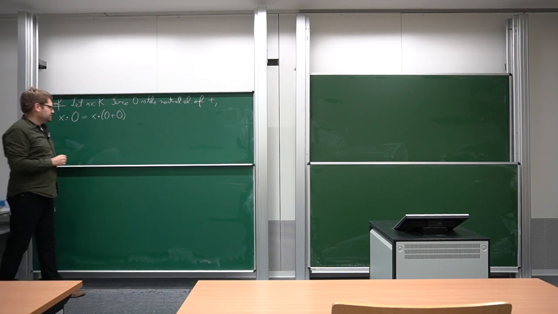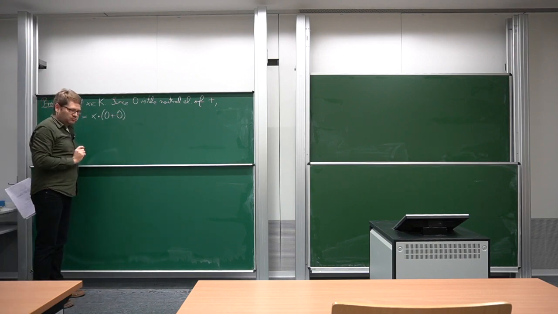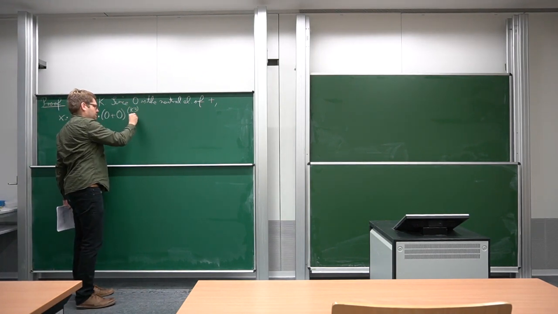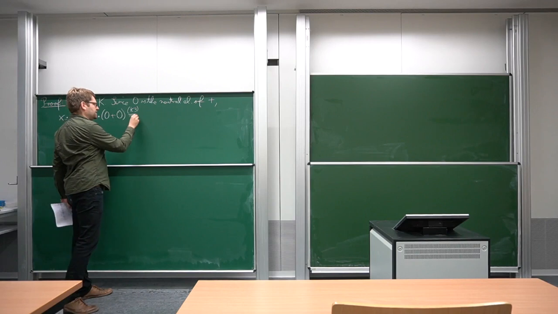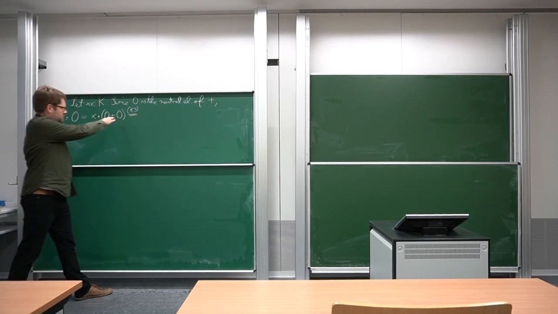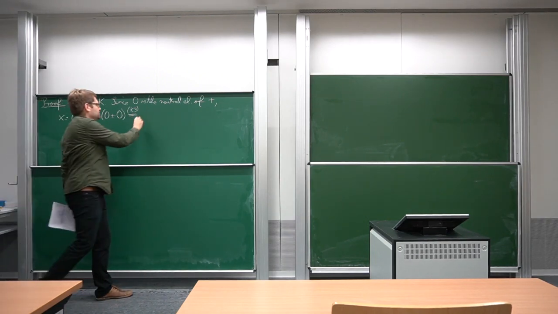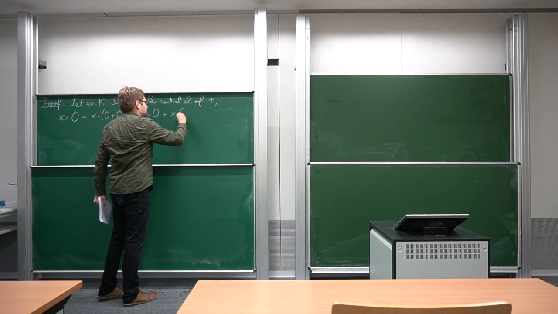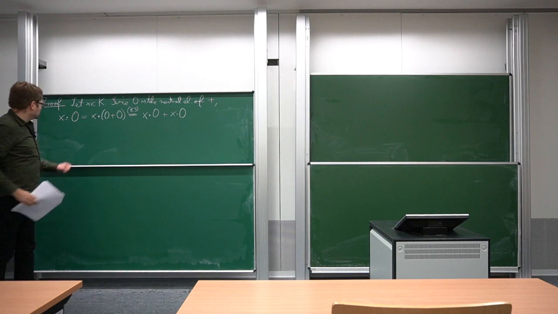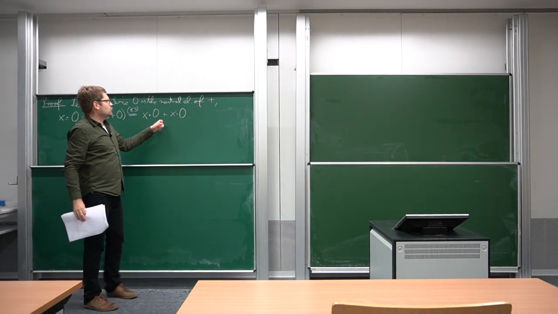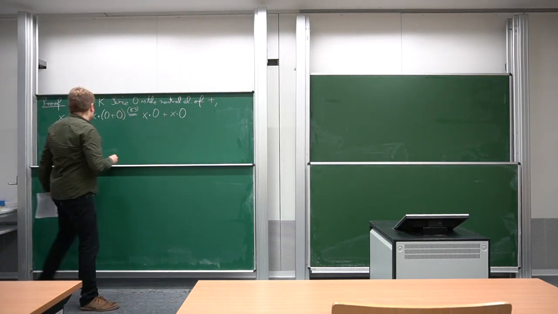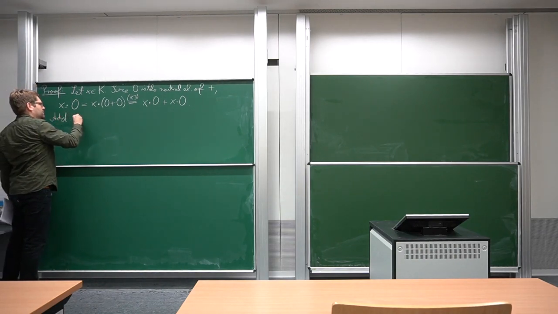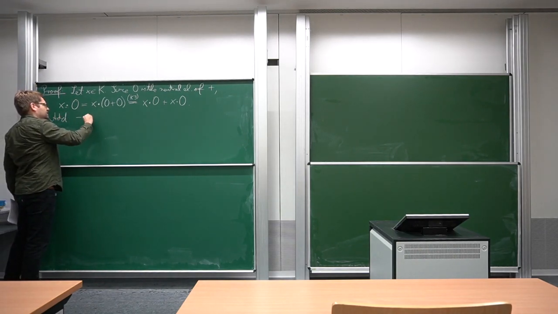But now we know that this is a field, so we have the distributivity property, which means this is field property K3. Having a field day today. So by distributivity, this is x times 0 plus x times 0. We've shown that x times 0 is x times 0 plus x times 0. So what we can now do is add minus x times 0 on both sides.